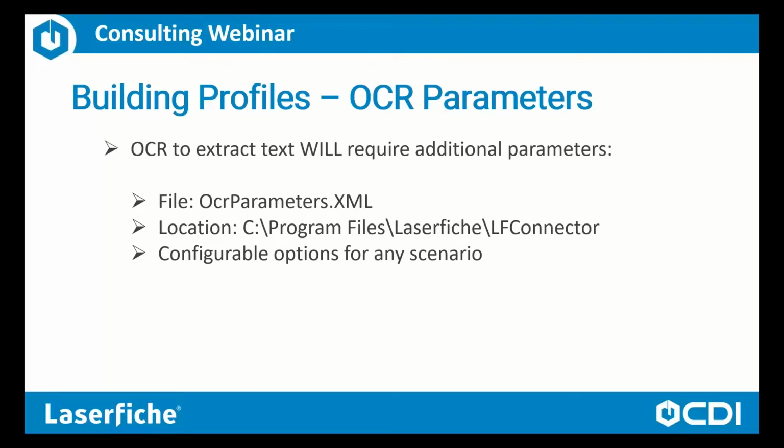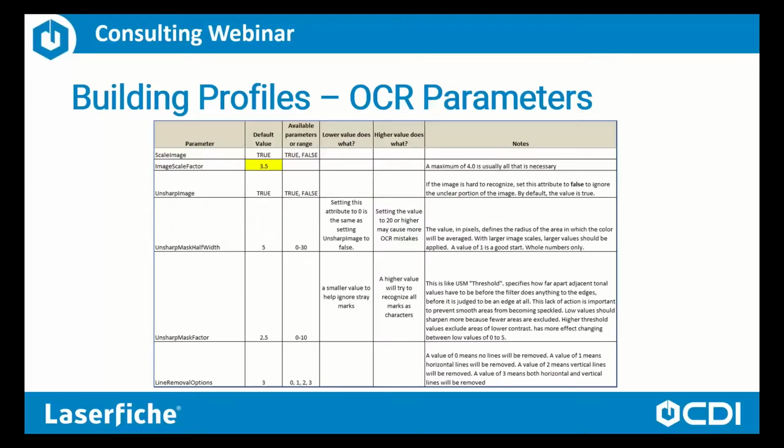There are many options for the OCR parameters, and typically, these options will need to be adjusted to get the best results. And these settings are all configurable in the OCR parameters.xml file. We have a handy matrix available that goes through the different settings and the default values, value ranges, and helpful notes on each of the options.